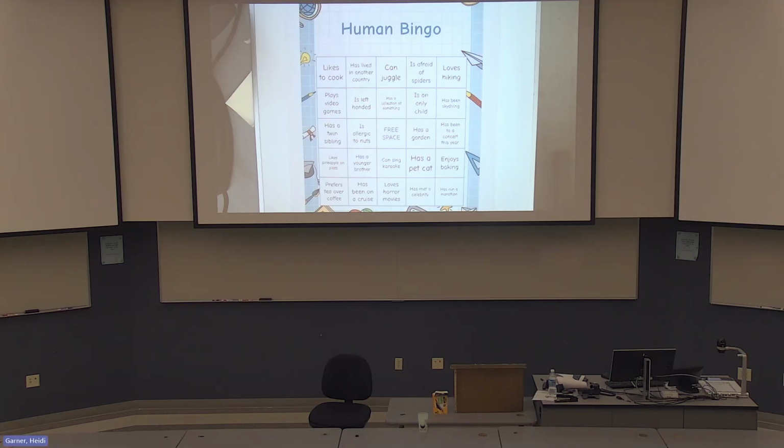So as soon as I hand it out, you can get up out of your seat. Oh no, I said that. And find some people to sign the bingo card when they have what's in the statement. So if they can juggle, they sign it. If they have met a celebrity, they can sign it. I'll put the directions up in just a second and then we can start.